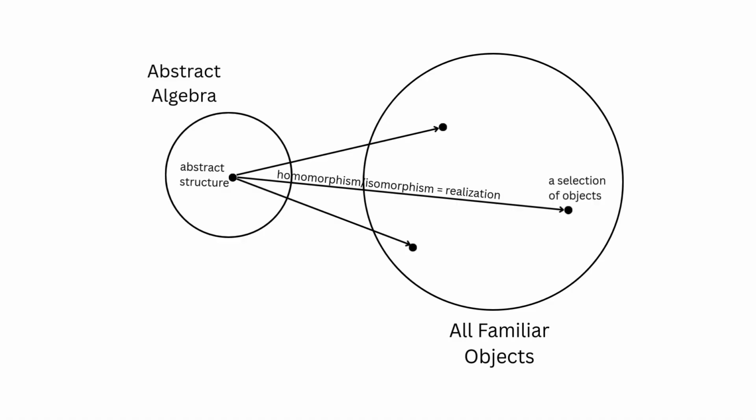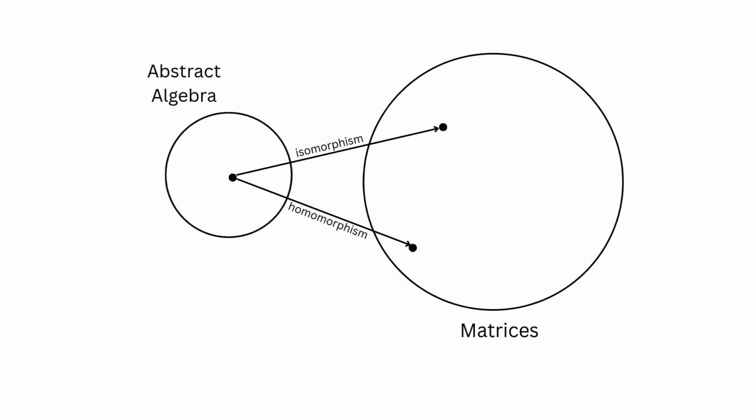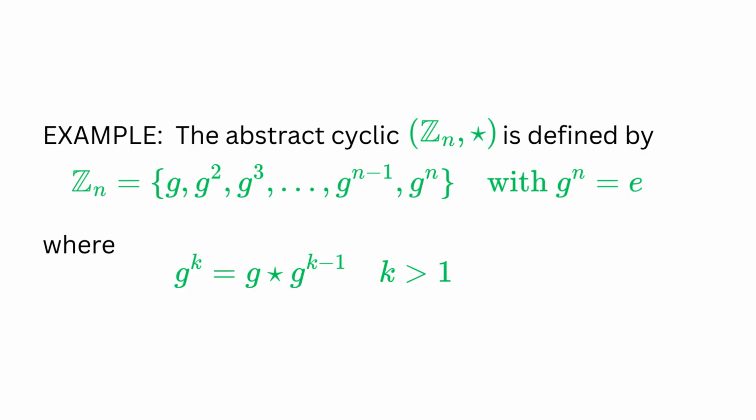A realization, which is an isomorphism, is called faithful. Otherwise, it is called unfaithful. A faithful representation preserves and mirrors precisely all relations of the entire abstract structure. The most common realizations are through matrices. Since they are extremely useful, matrix realizations are given their own name. They are called representations.